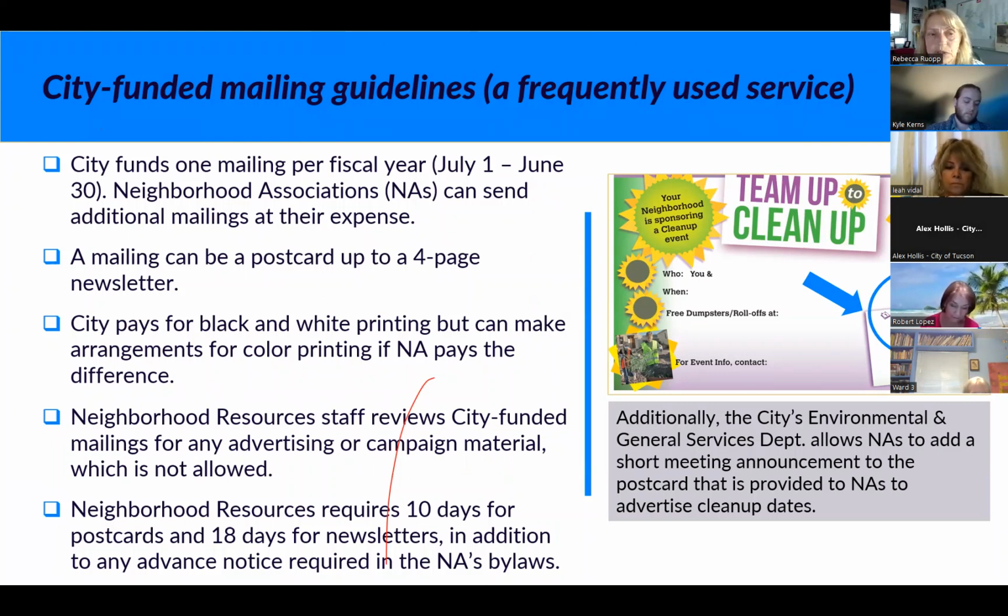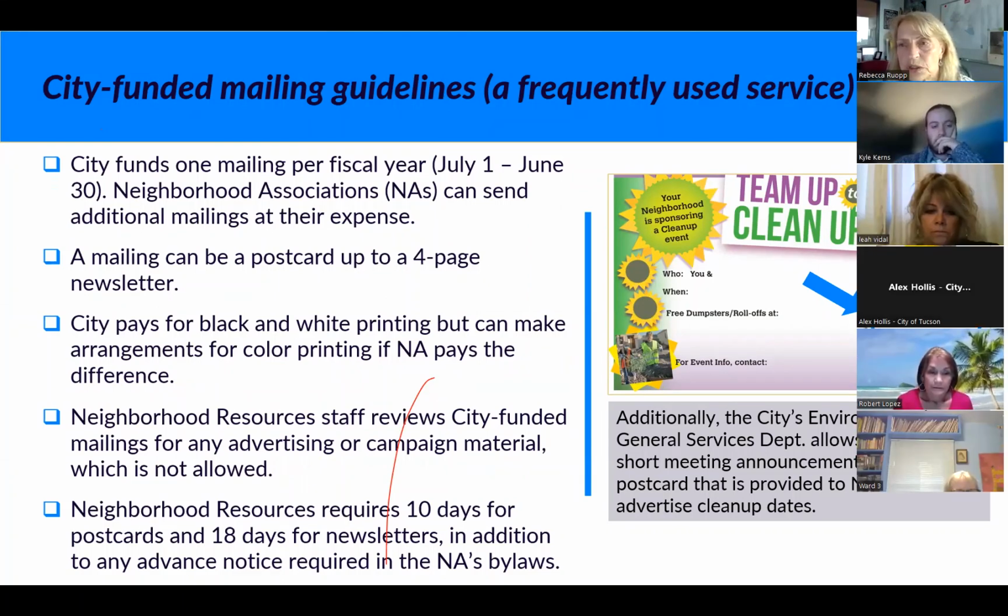A mailing can be a postcard up to a 4-page newsletter. We pay for black and white printing, but you can make arrangements for color printing if you want to pay the difference. And we have any number of neighborhoods that do that periodically, not all the time, obviously. Neighborhood resources staff reviews city-funded mailings for 2 things primarily: advertising or campaign material, which is not allowed in city-funded communication. What you do with your own funds is up to you, but not with a city-funded mailing. And the other thing is, we sometimes will point out a typo or whatever, and you can decide whether you want that changed.